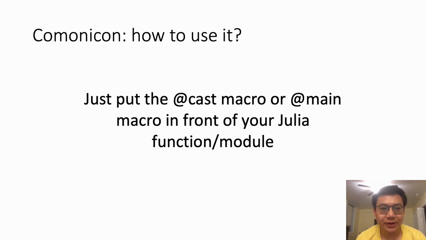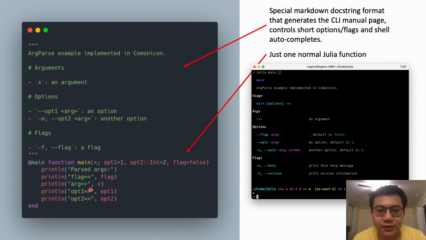Although the goal is very ambitious, how to use Comonicon is actually super simple. You only need to know two macros. One is cast, the other is main. Cast is for multiple commands, and main is for a single command or your command entry. Here is a quick example of what the CLI script and the generated CLI manual look like. On the left-hand side is the complete CLI script. This is just a normal Julia function with a docstring, and you only need to add a main macro in front of it.